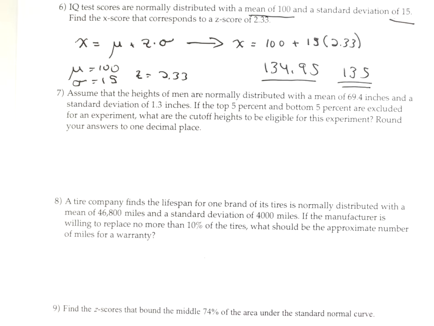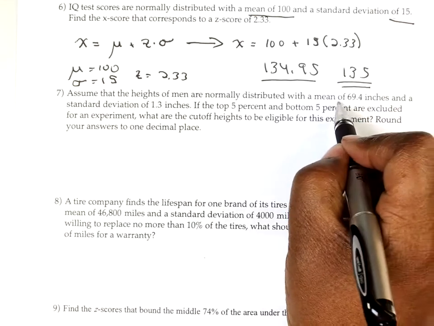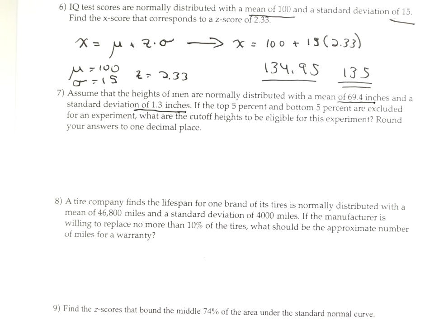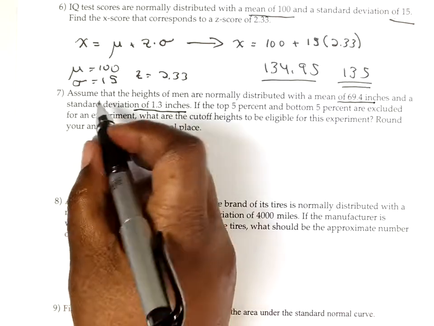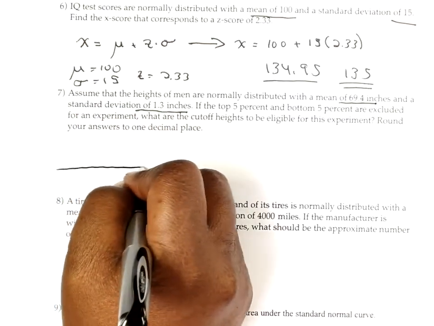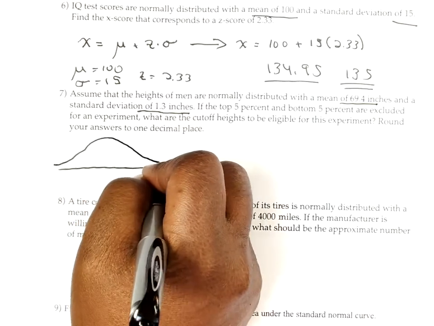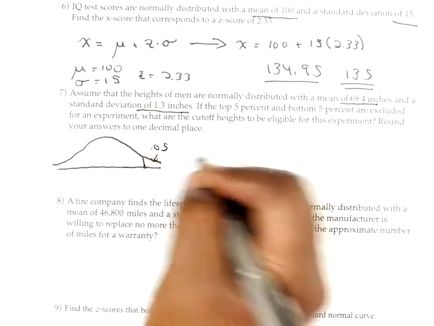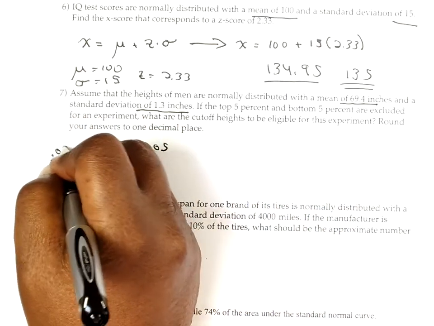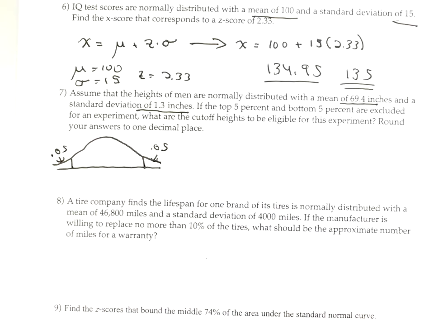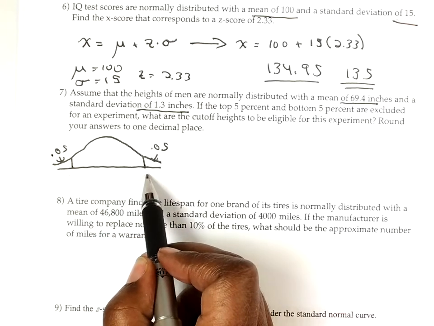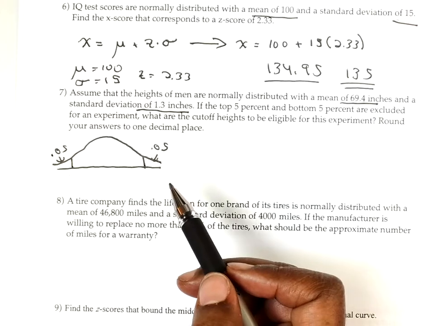All right, assume the heights of men are normally distributed with a mean of 69.4, standard deviation of 1.3. If the top 5% and the bottom 5% are excluded from an experiment, what are the cutoff heights to be eligible? So we want to exclude this 5%, and we want to exclude this 5%. And because they're completely symmetric, when I find the Z score here, it's going to be a negative. It's going to be the exact same score here. It's just the positive of that value.